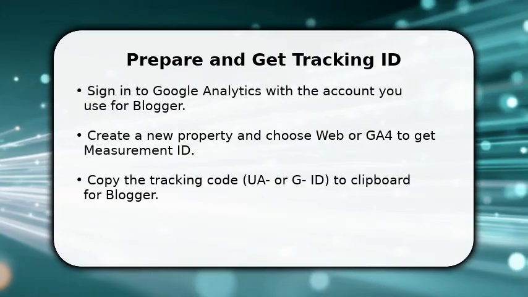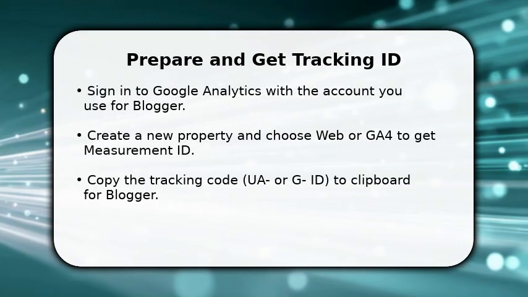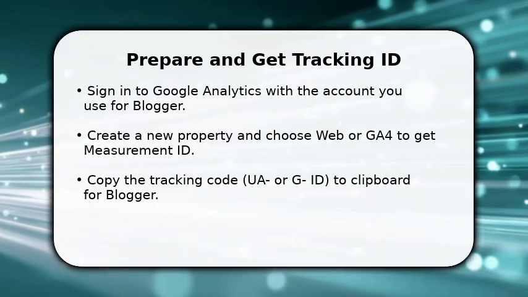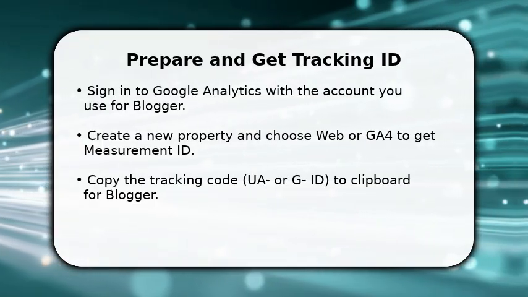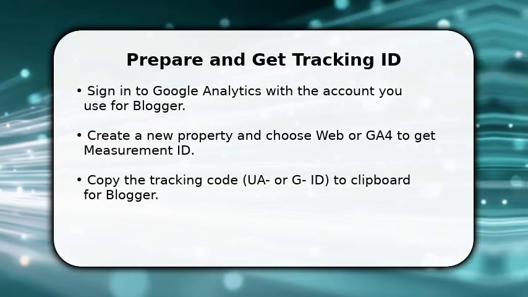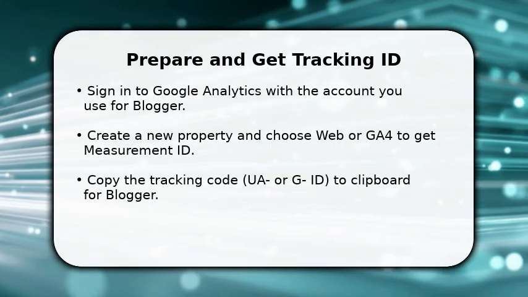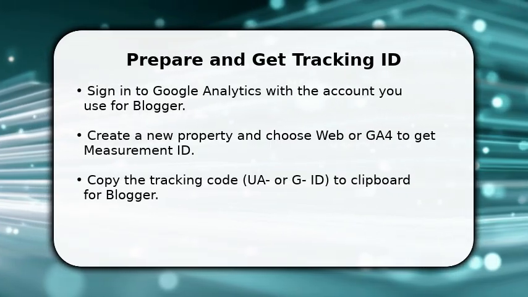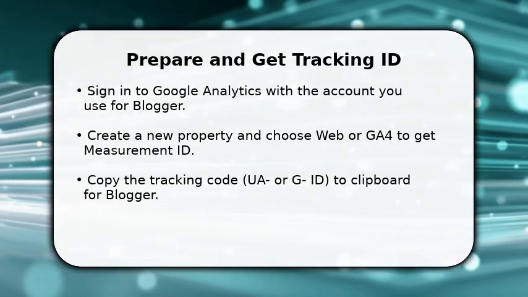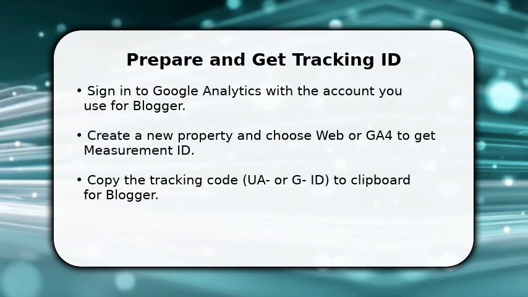You start by opening Google Analytics and creating or selecting a property so you can retrieve the actual tracking identifier. Once done, choose the correct property type, Universal Analytics versus GA4, and generate the tracking snippet or measurement ID. Make sure you're copying the full script or the ID exactly as shown.